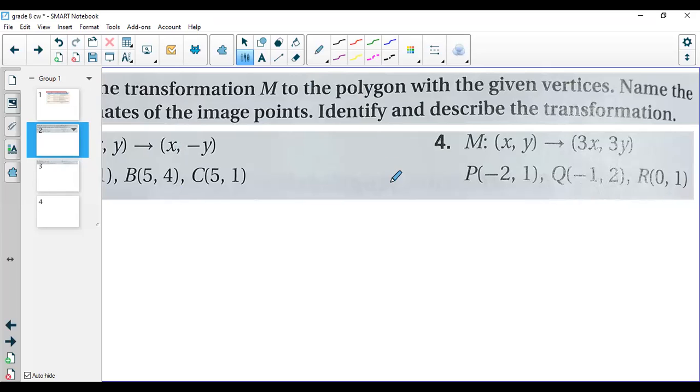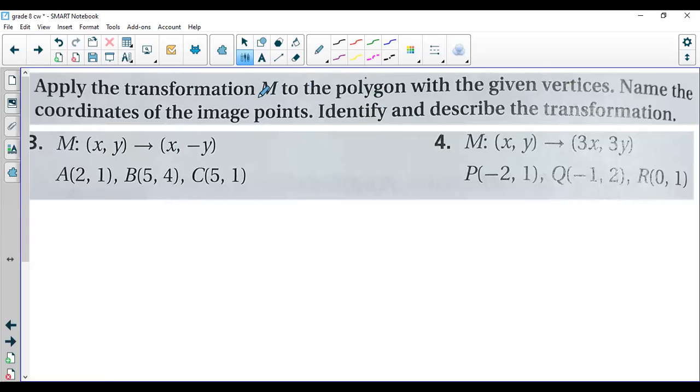Apply the transformation M to the polygon with the given vertices, name the coordinates of the image points, identify and describe the transformation. So you need to do 3 things now. What do you have to do? You have to apply the transformation.